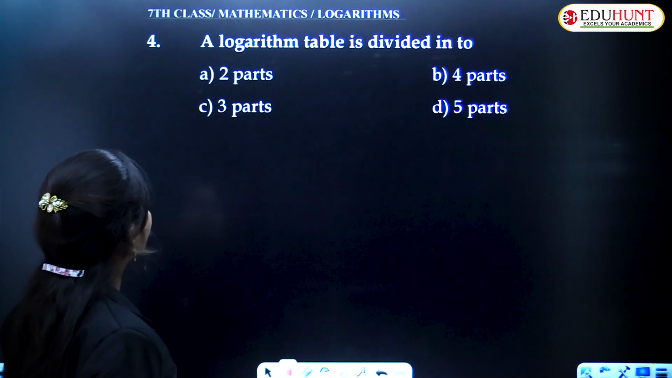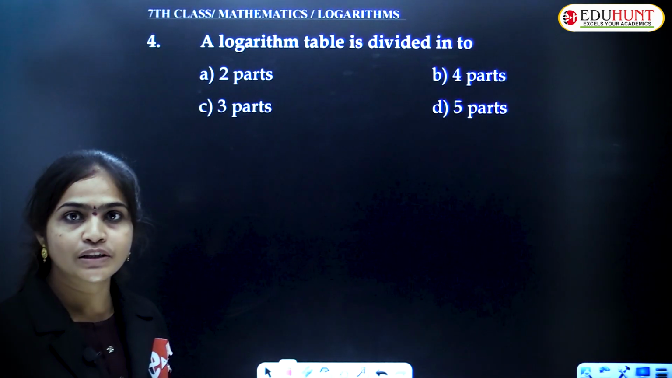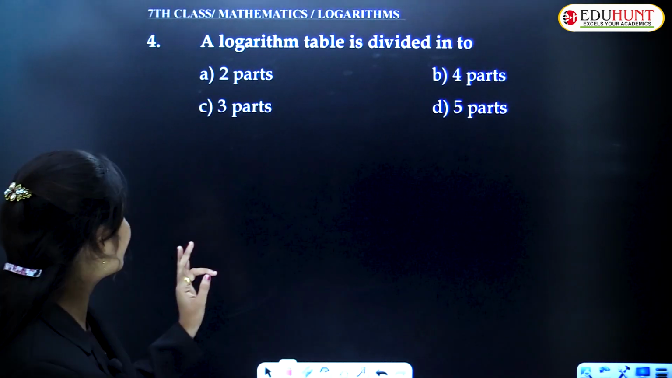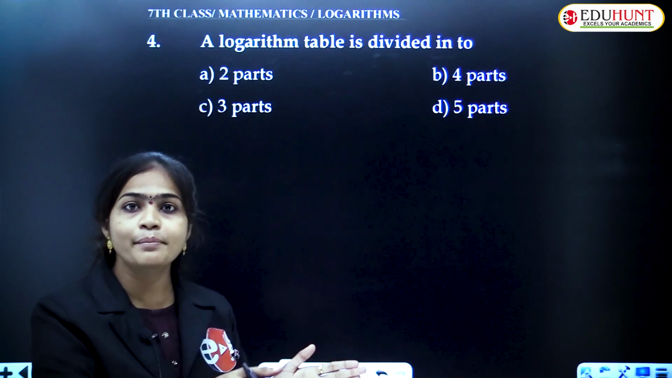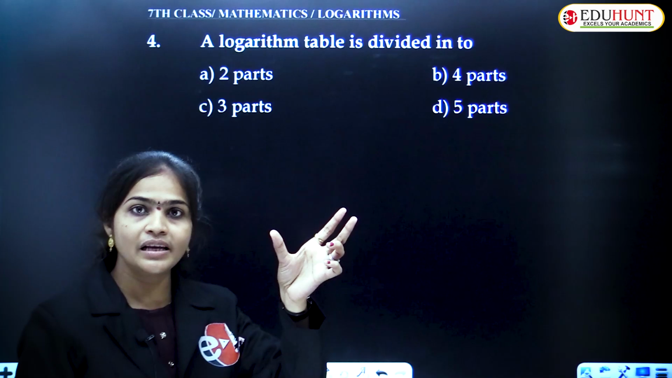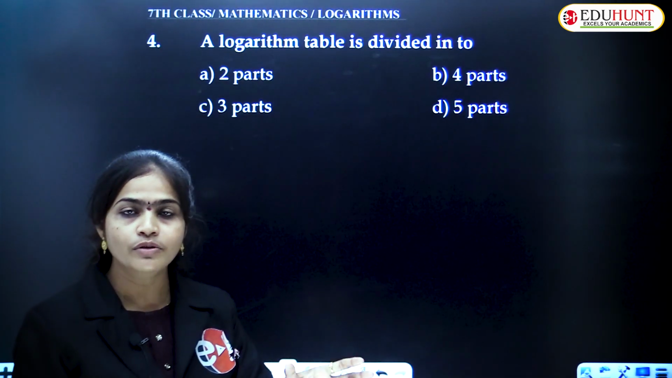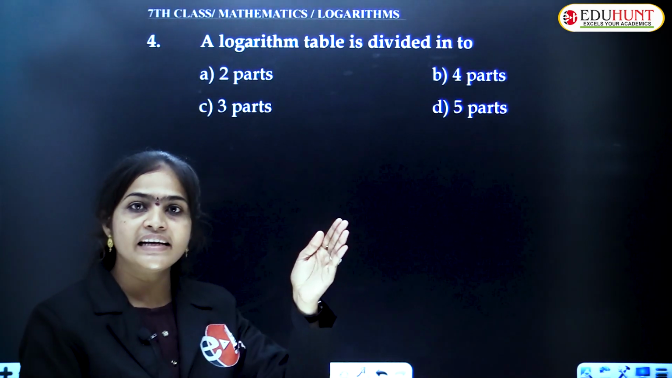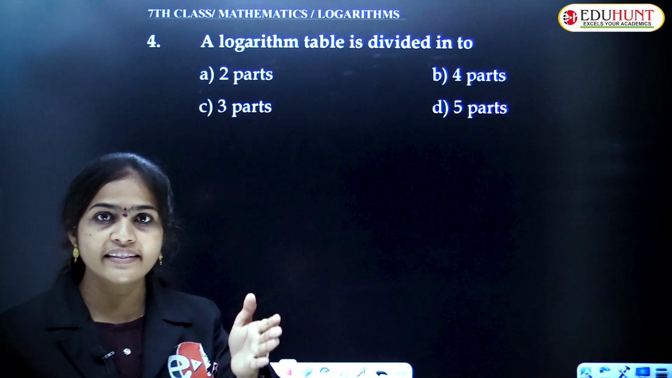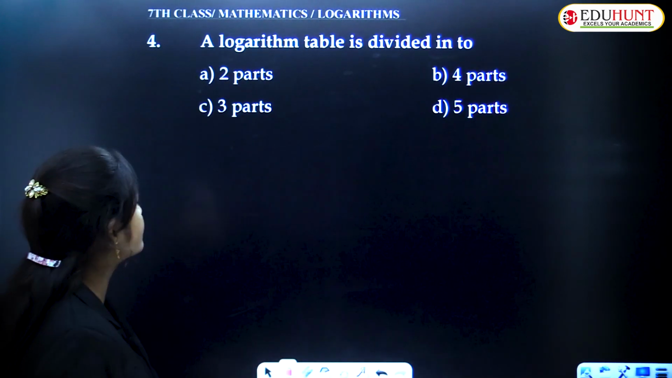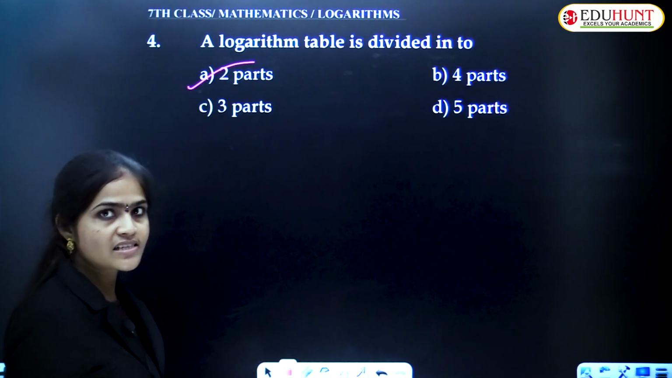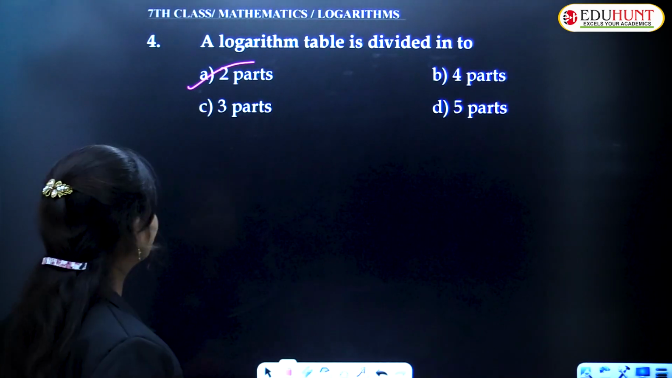Next question. A logarithm table is divided into how many parts? Here we discussed characteristic and mantissa. The logarithmic table, everything is there in decimal form only, no? So in decimal form, the integral part is called the characteristic and the decimal part is called the mantissa. So how many parts? 2 parts. One is the characteristic, another one is the mantissa.